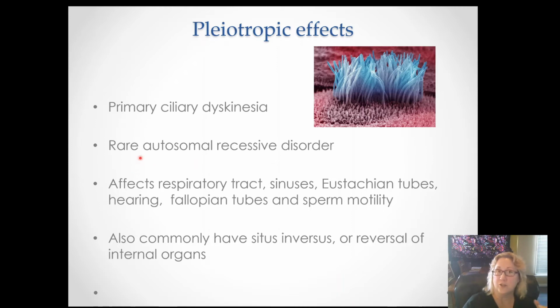It is extremely rare, as things that cause infertility tend to be, because remember, natural selection is about traits that improve reproduction. So any trait that removes an individual's chance of reproducing generally is going to be rare. So primary ciliary dyskinesia is rare, and it affects places that you would expect. The respiratory tract has cilia.